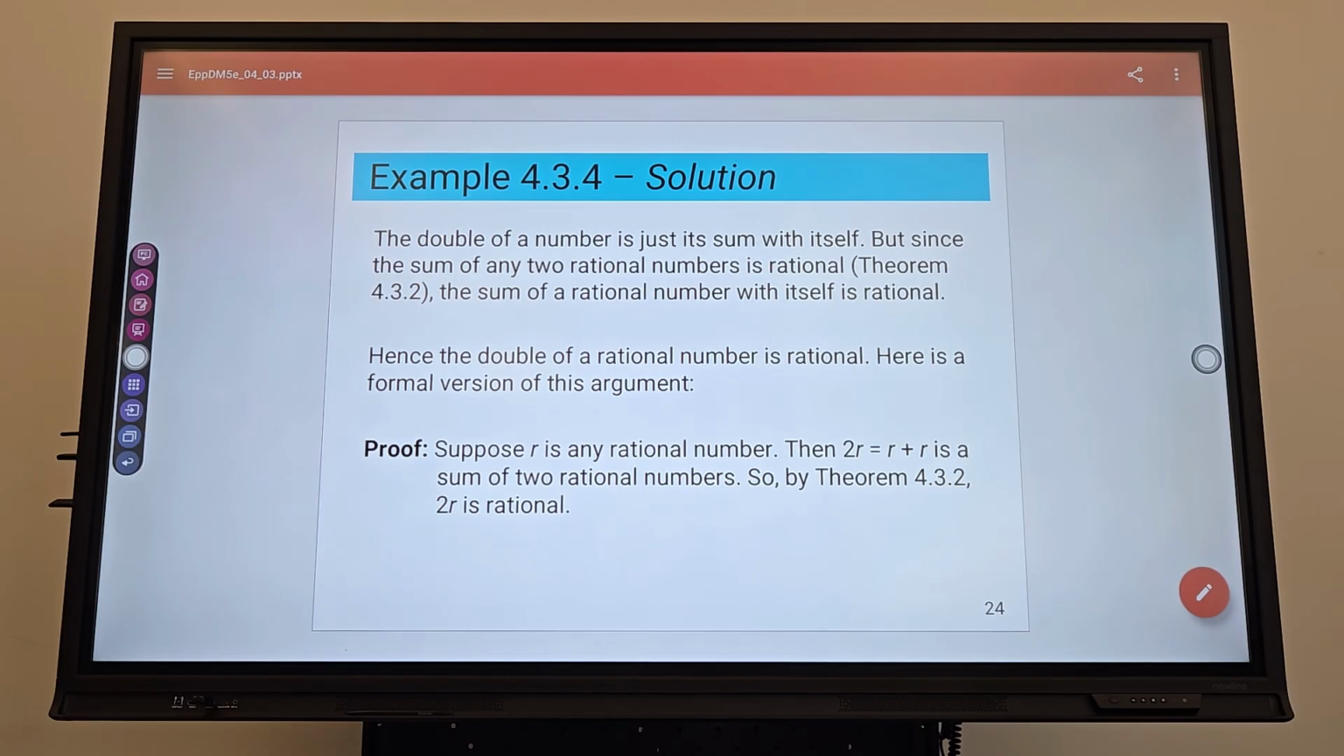Formal version of the argument. Suppose r is any rational number. Then 2r equals r plus r, which is the sum of two rational numbers. So by theorem 432, 2r is rational.